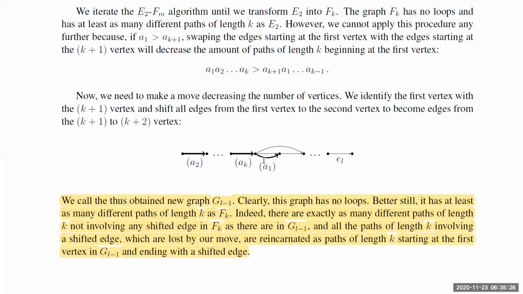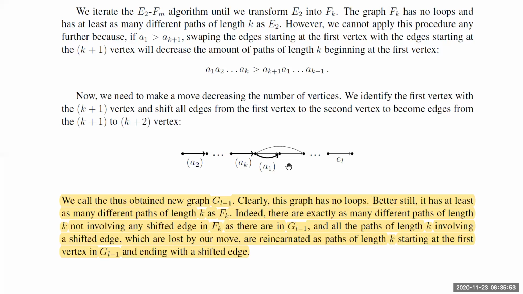But of course, we didn't lose any paths. Before we had a1 times a2 times ak paths, and now we have a2 times a3 times ak times a1 many paths of length k that involve a shifted edge. So the number is the same. Any path which was lost due to this procedure was now reincarnated with an edge which was first becoming an edge which is last. Okay, I hope this is clear.